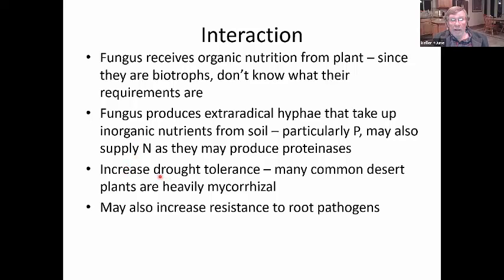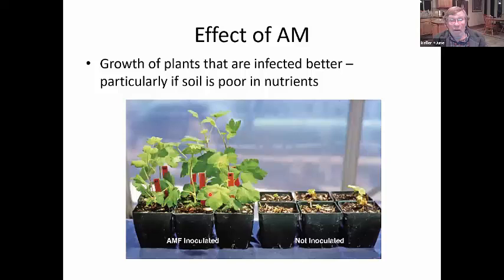These mycorrhizae also increase the drought tolerance of the plant. So common desert plants typically are heavily mycorrhizal. I've seen a reference to where cactus are really mycorrhizal. And they can also increase the resistance to root pathogens, even though they don't form a sheath. And I'm not sure if anybody knows the mechanism for that.